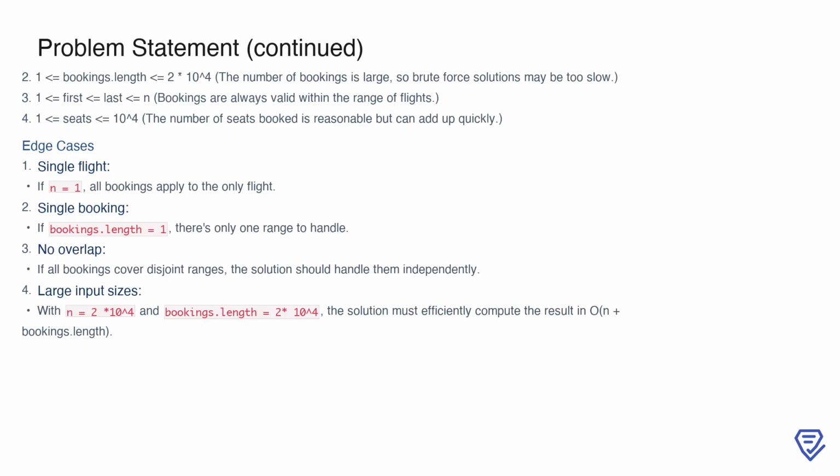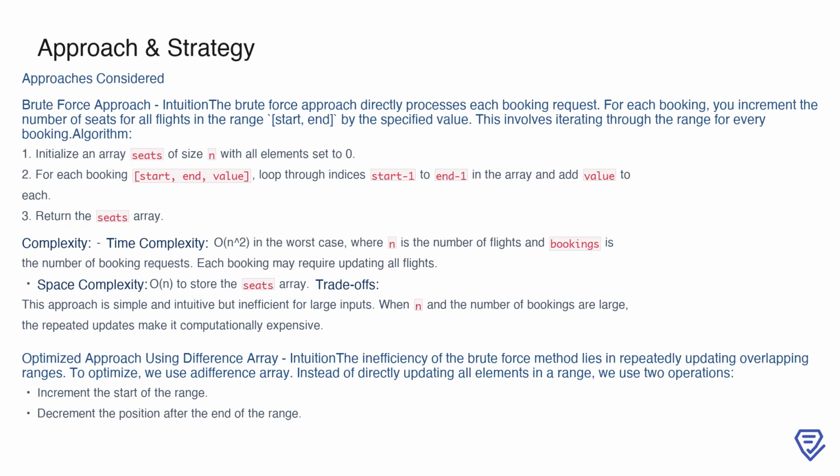When the input size is large, with n and the length of bookings both at their maximum values, the solution must be efficient enough to handle the data in linear time, ensuring scalability and performance. The goal is to design a strategy that efficiently applies the bookings to the flights and computes the results without unnecessary computations. To solve this problem, we start by considering the brute force approach.